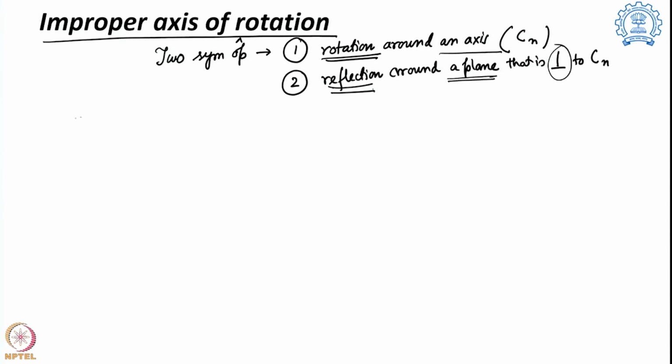So, obviously the symmetry elements we have over here are also two of them, one of them is an axis and the second one is a plane.